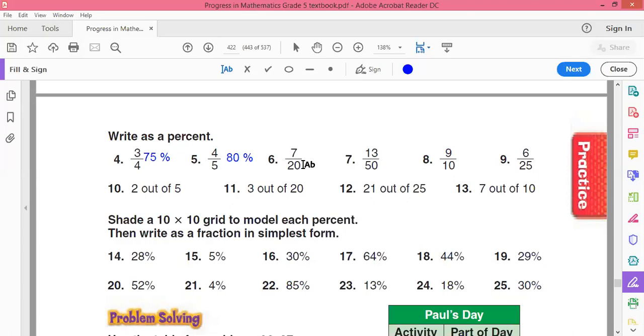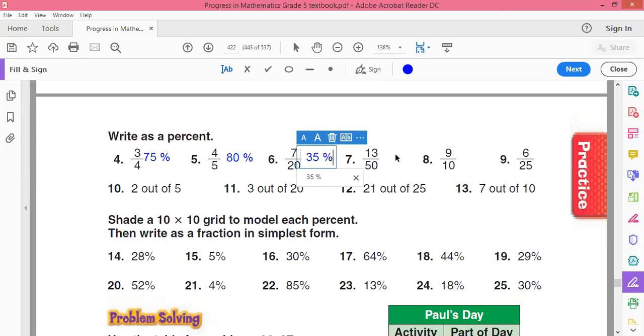Just check its denominator. It's 20. Change it into 100, times what? 5. Muhammad, yes, 5. Then 7 times 5. 7 times 5 equals 35. So you can say that this is 35%. Okay.